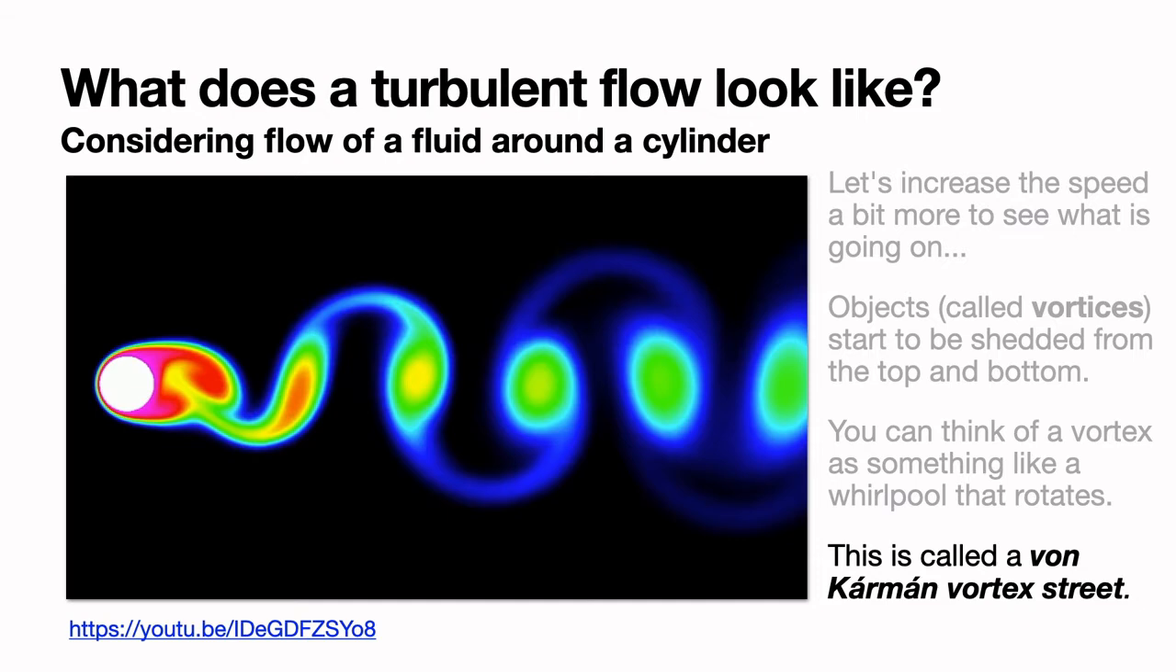And this is actually a very special kind of vortex shedding. It's called a von Karman vortex street. And these are some of the first simulations or experiments that were done with fluids to see some of this really interesting behavior that they generate. And this kind of stuff eventually leads to turbulence.